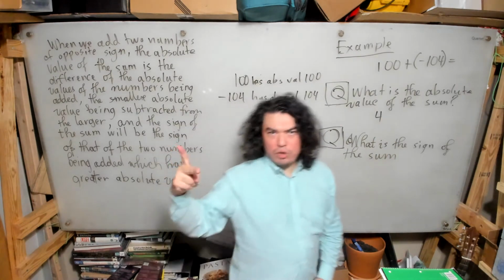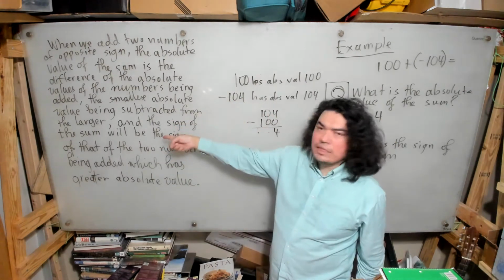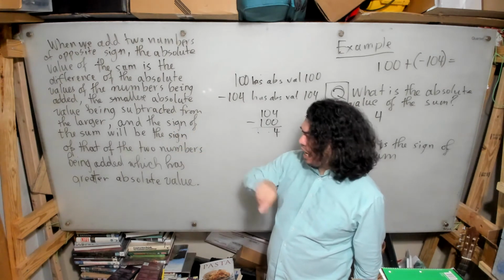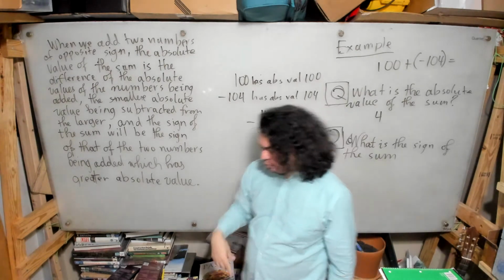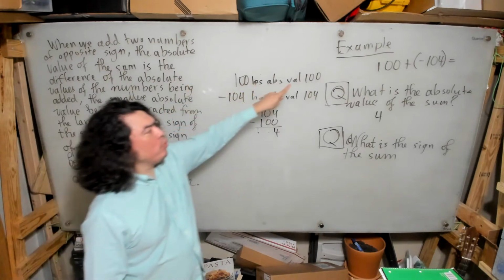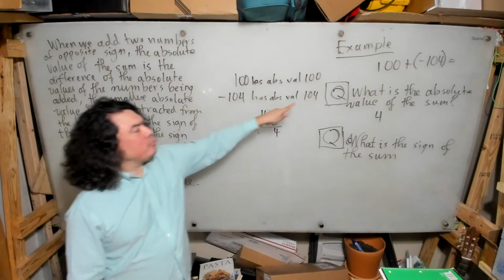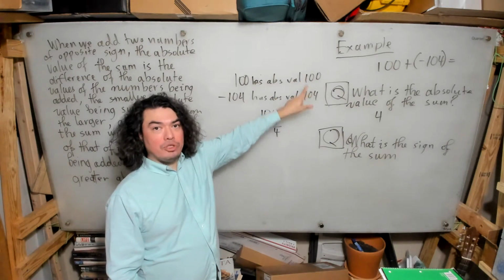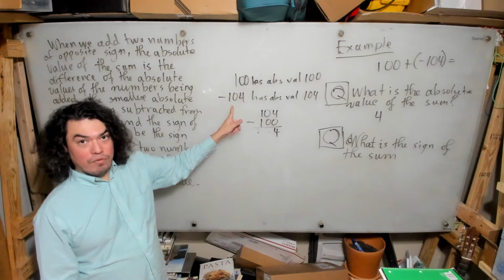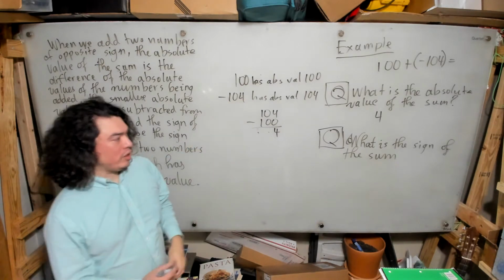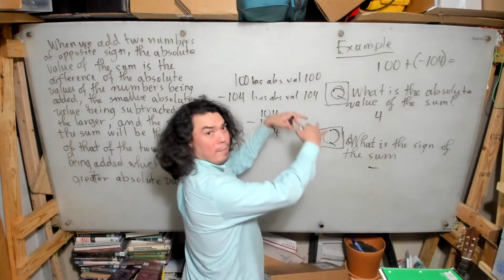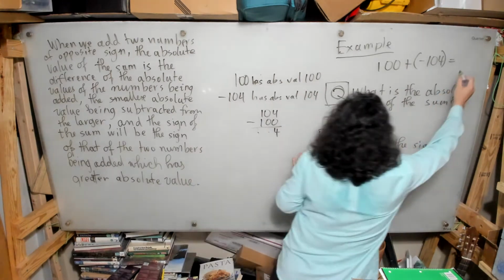Now to the next part of the question, which is, what is the sign of the sum? The sign of the sum will be the sign of that of the two numbers being added which has greater absolute value. Okay. The 100 has absolute value 100. The negative 104 has absolute value 104. If I look at the absolute values, the 104 is greater, and it corresponds to the number that's being added, negative 104, and so it's this sign that the sum will take on. So the sign of the sum will be negative. Okay. So now I can combine these two parts to get our result over here.